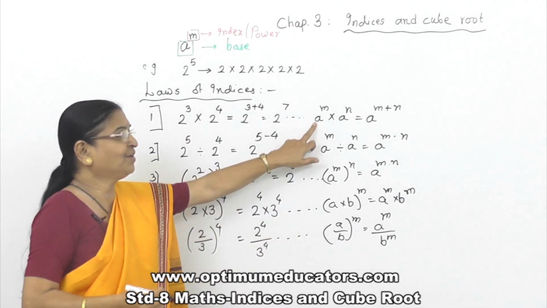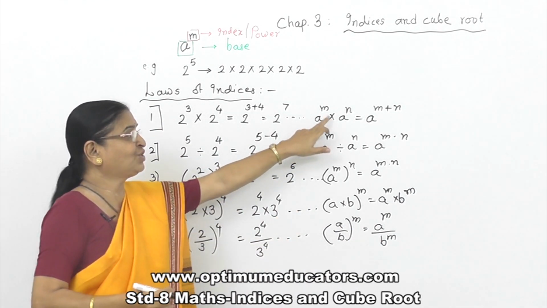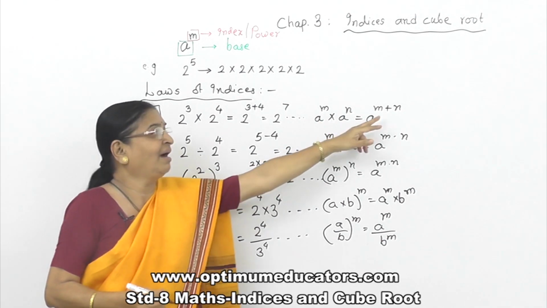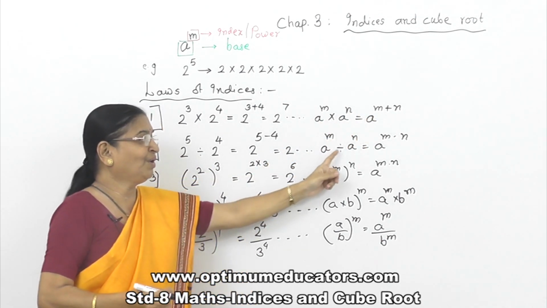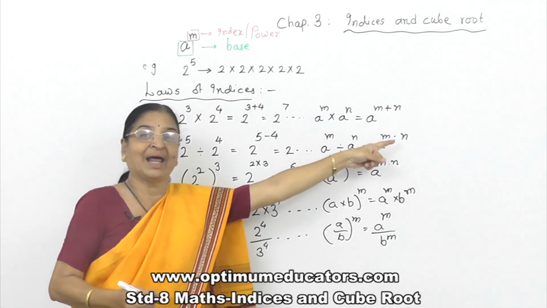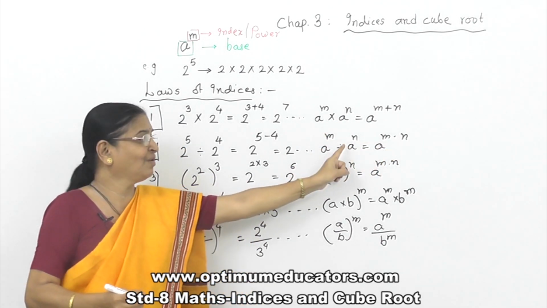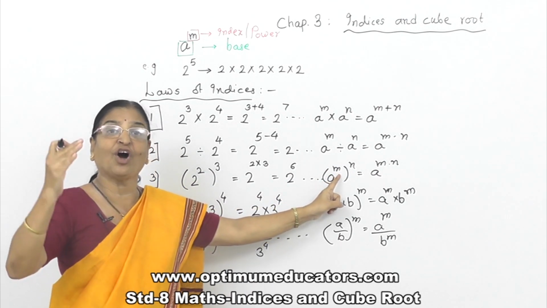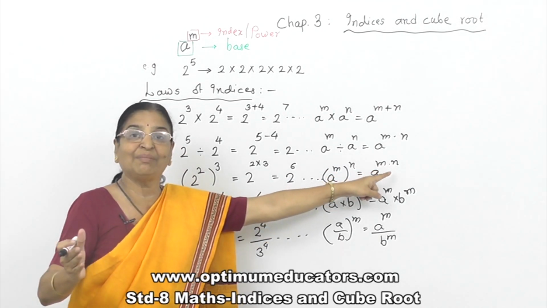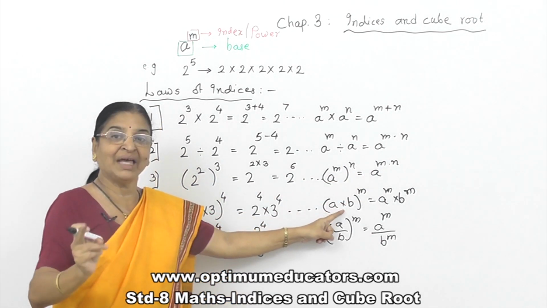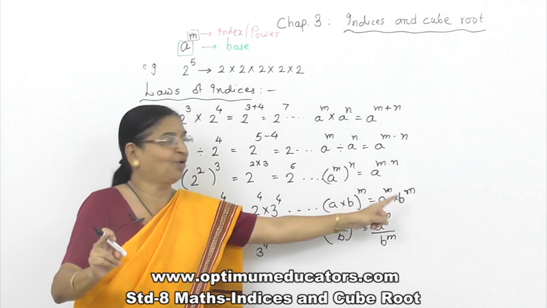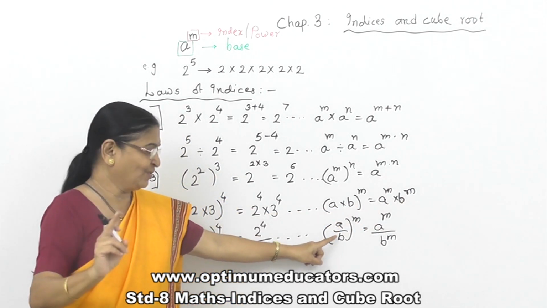See here, the first law again: a raised to m into a raised to n. The numbers with the same base, add the index. Numbers with the same base, subtract the index when dividing. Square, that is a power of a power, then multiply both the powers. Then base in the form of multiplication, give the same index for all the base values.